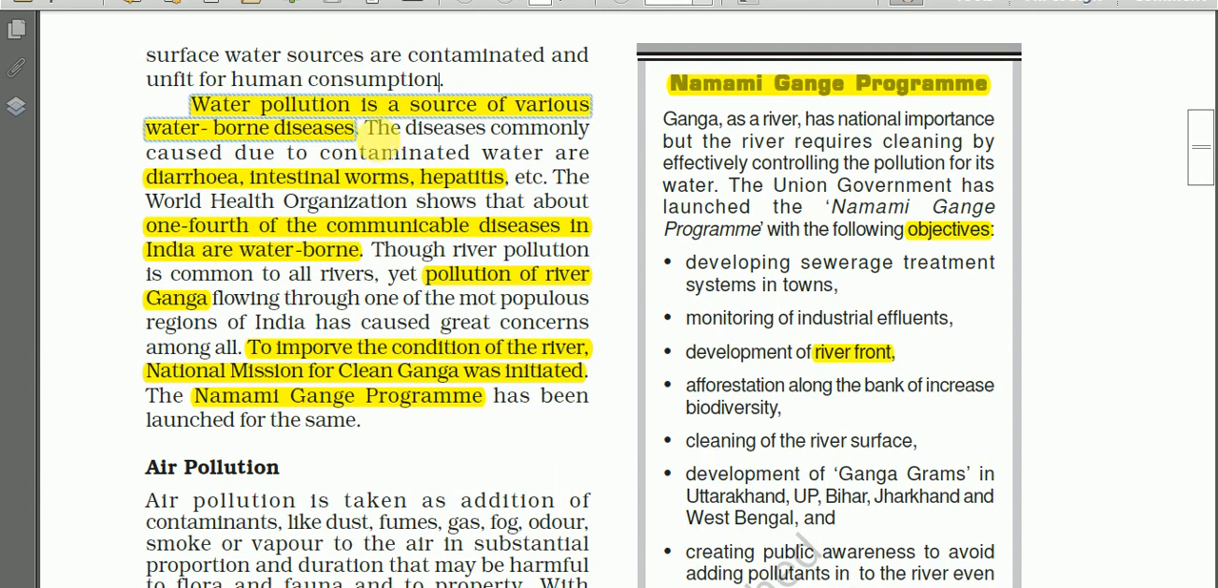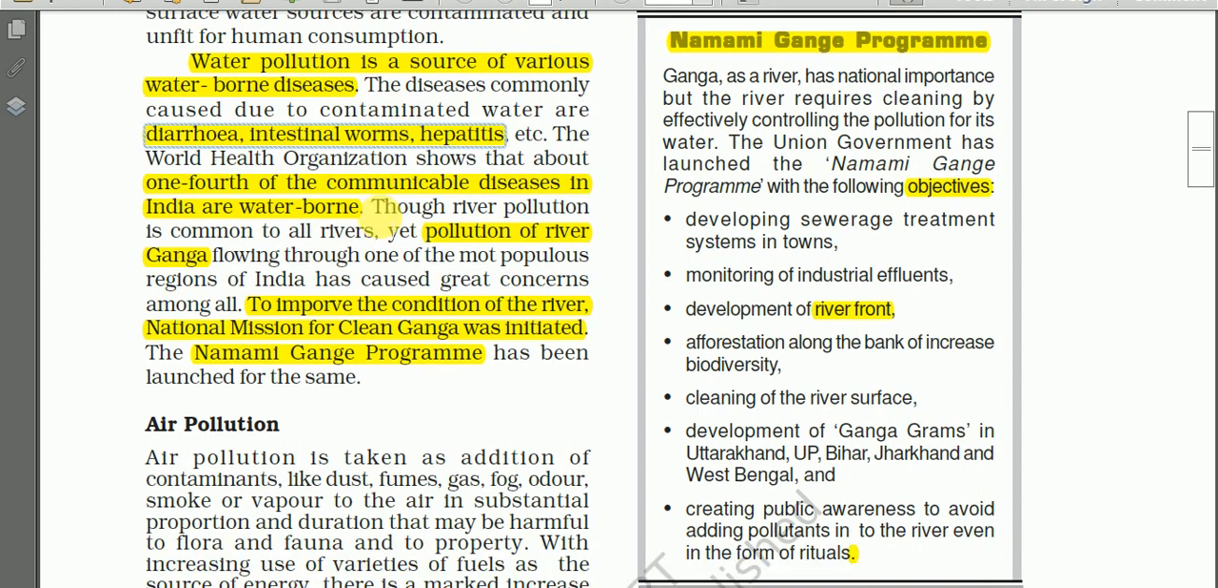The diseases commonly caused due to contaminated water are diarrhea, then intestinal worms, hepatitis. Okay, so these are the main diseases commonly caused due to the use of contaminated water. Sometimes it is also asked in the exam, okay, diarrhea, intestinal worms, hepatitis, etc. These are some of them.